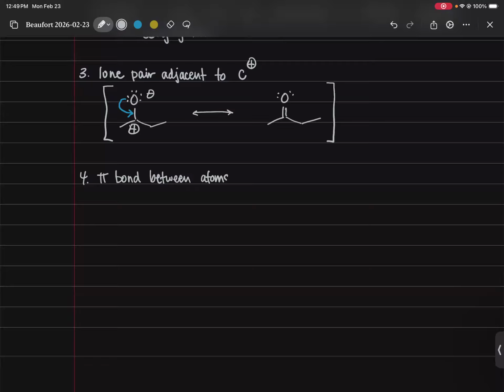Okay, number 4 is almost really 3 is a special case of number 4, I guess. Whatever. A pi bond between atoms of different electronegativities. And because essentially no two elements have the same electronegativity, you could just say that this is a pi bond between two different elements.